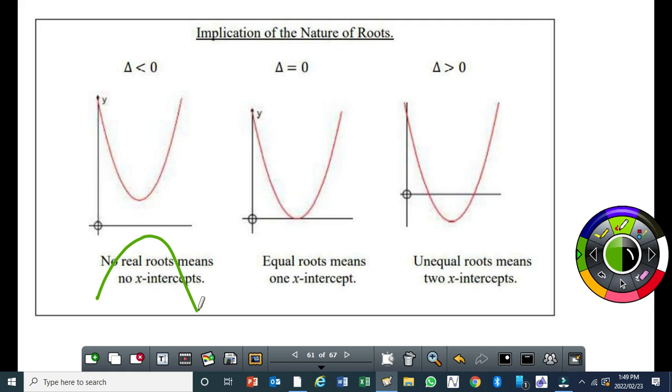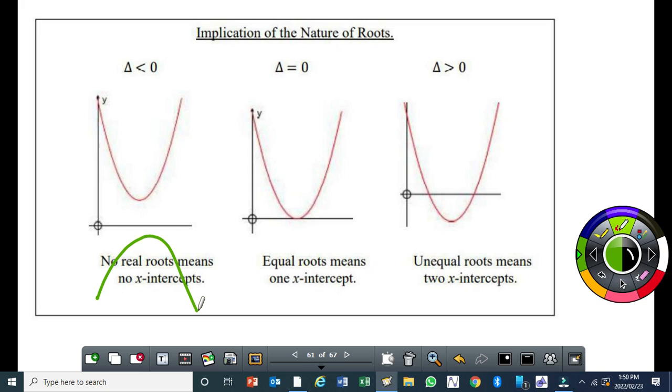So what that means is there are no x-intercepts for that quadratic function. The x-intercept will be undefined. They will be complex numbers. In fact, they don't exist at all. So you can have a situation like that.